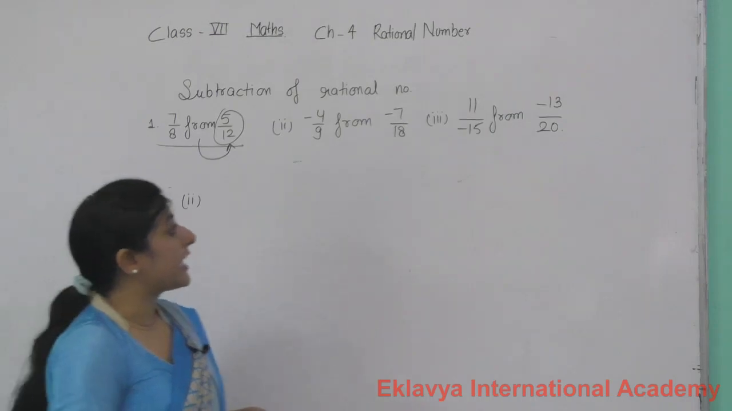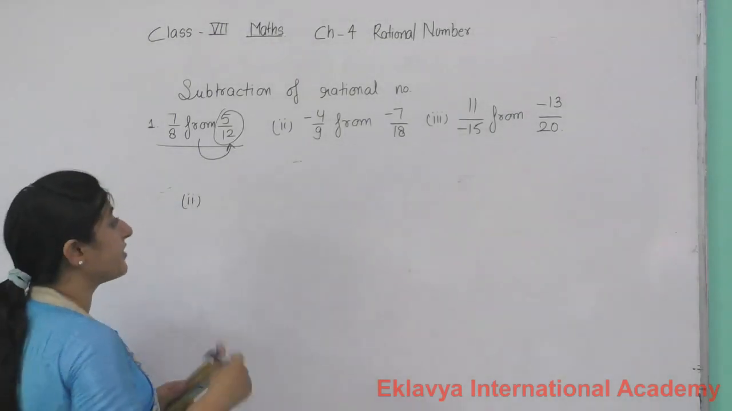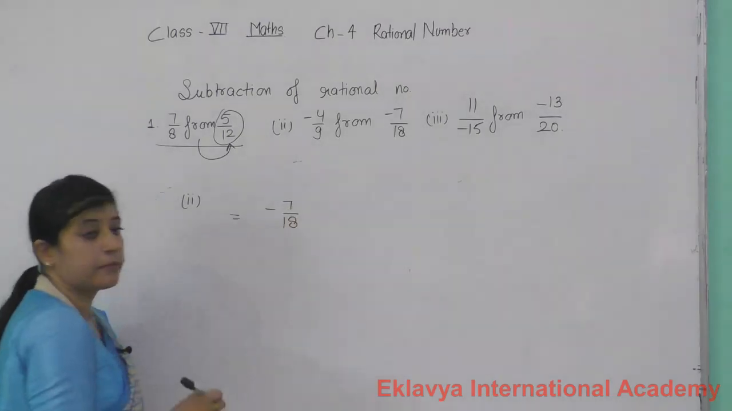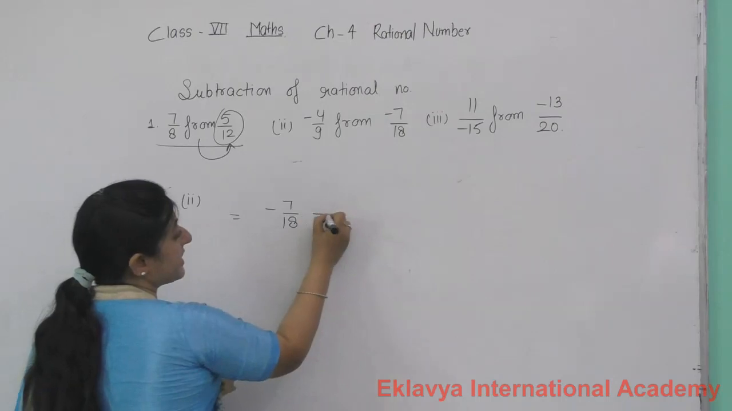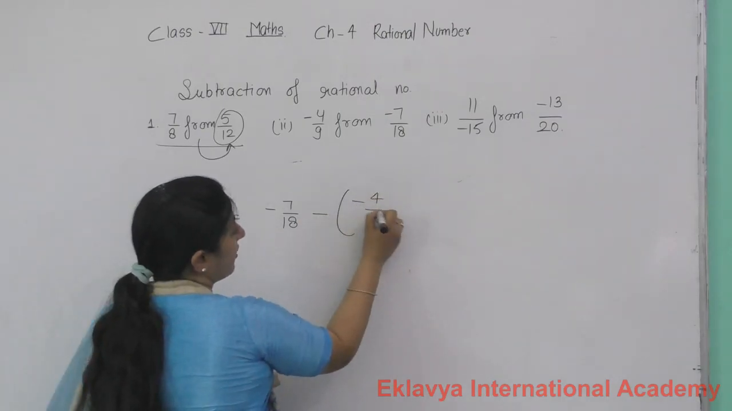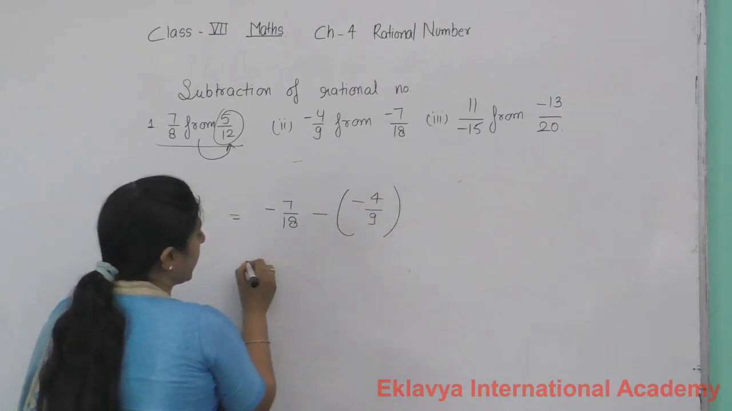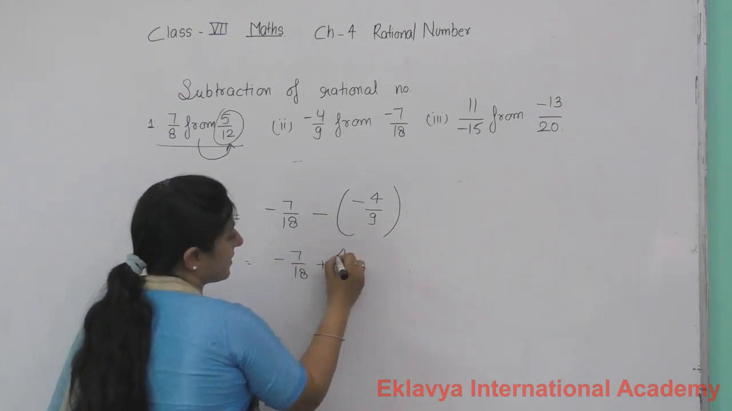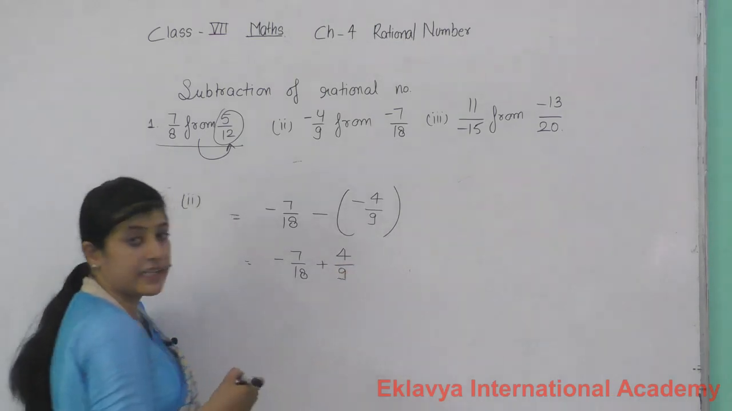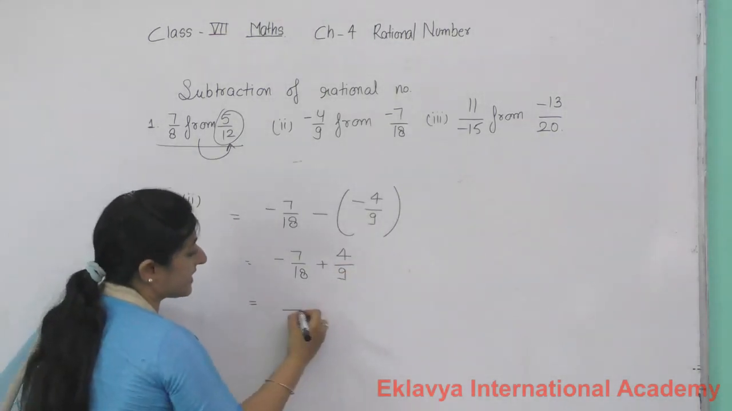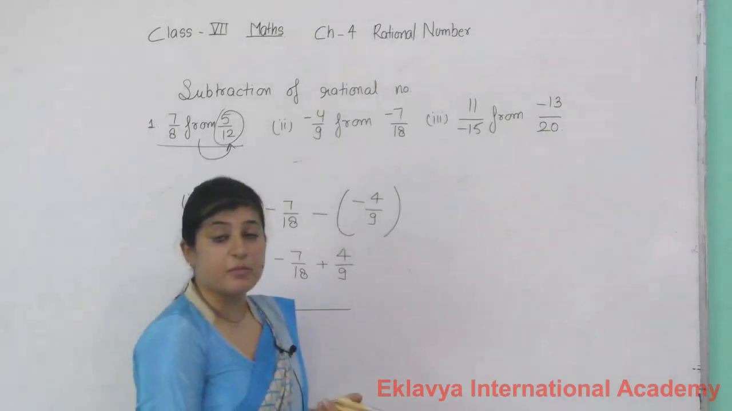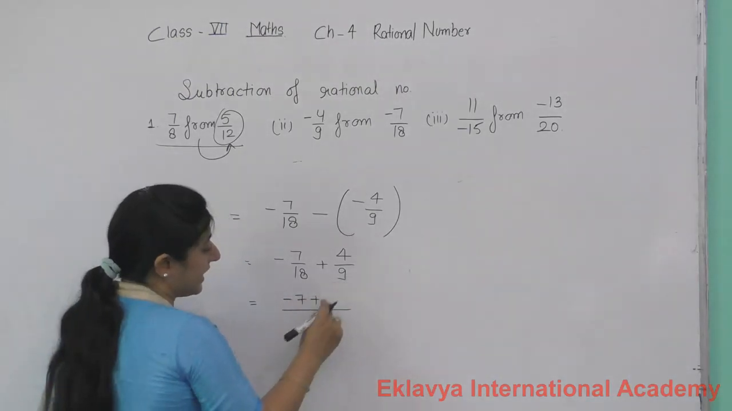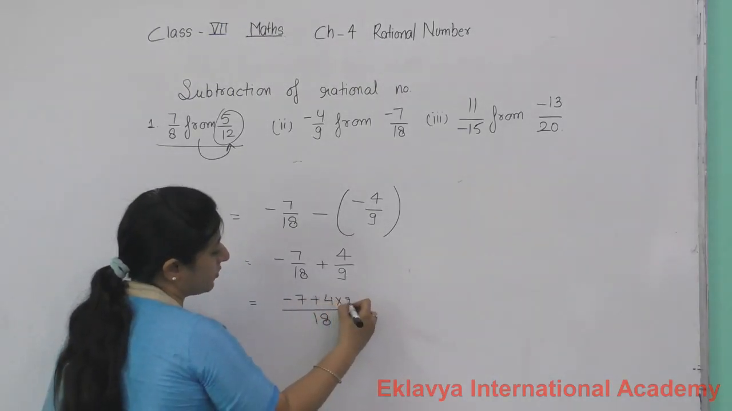Minus 4 by 9 from minus 7 by 18. Firstly, which number will come? Minus 7 by 18. Then minus, this one we write first in a bracket, minus 4 by 9. Minus minus plus 4 by 9. Now take the LCM. 9 and 18, LCM obviously 18. Then it becomes minus 7 plus 9 to the 18, then 4 to the.